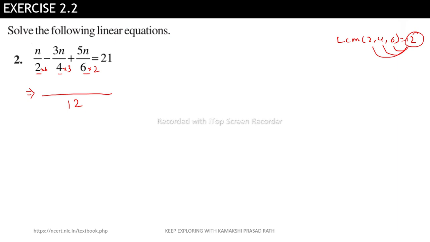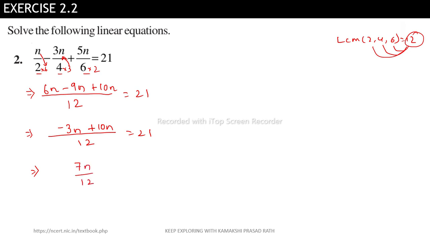Whatever we multiply to the denominator, the same thing will be multiplied with the numerator. So 6 into n gives 6n. 3 times 3n becomes 9n, and 2 times 5n becomes 10n, which equals 21. Now we simplify the numerator: 6n - 9n, 6 minus 9 we get -3n, plus 10n equals 21. Then -3 plus 10 we get 7.